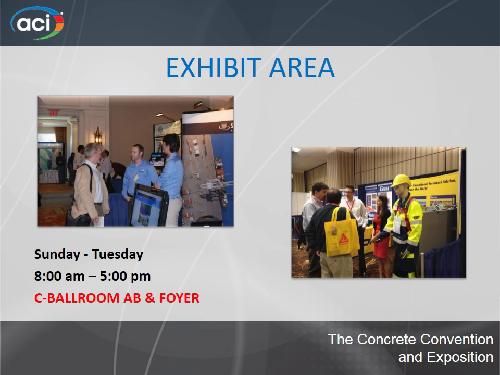Over 40 different companies are represented as exhibitors during this convention. A complete listing of exhibitors is available in the program book and convention app, including company descriptions, booth numbers, and the floor plan. The ACI Convention website also lists the current exhibitors with links to their websites and the most up-to-date exhibit floor plan. The exhibits will be available in C Ballroom A, B, and Foyer and open Sunday through Tuesday from 8 a.m. to 5 p.m.